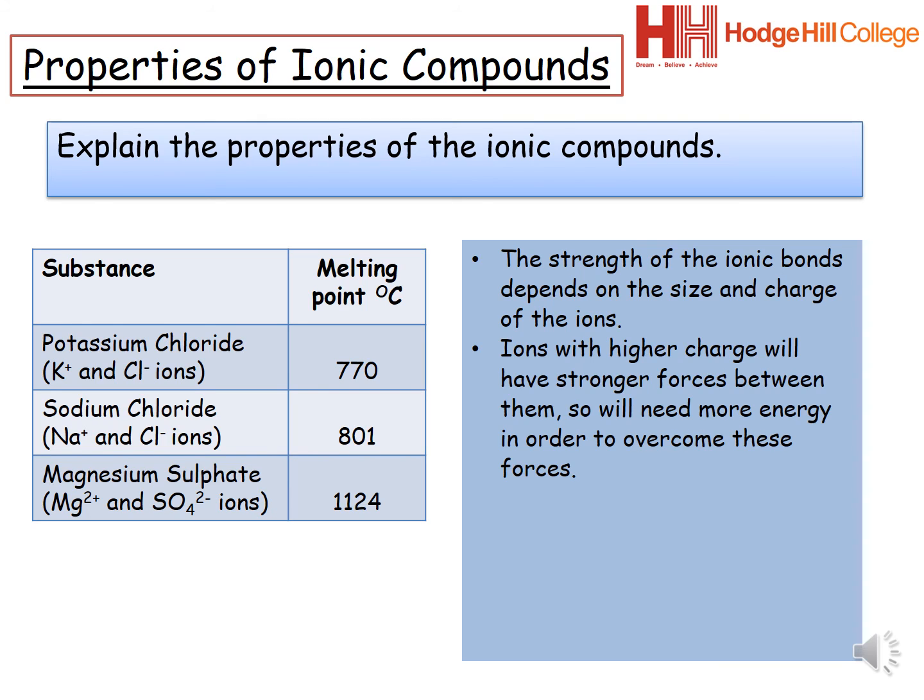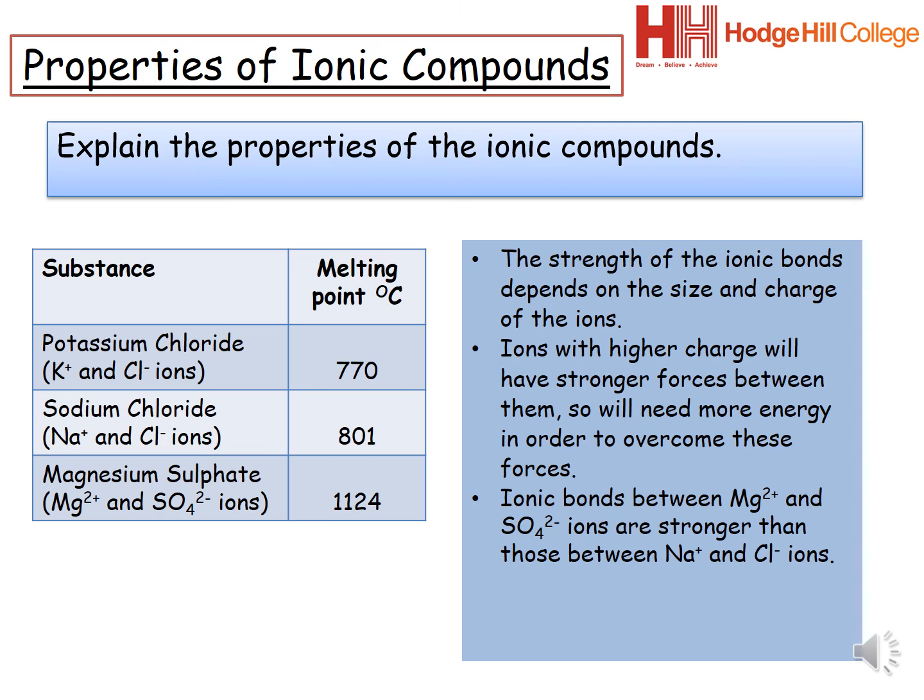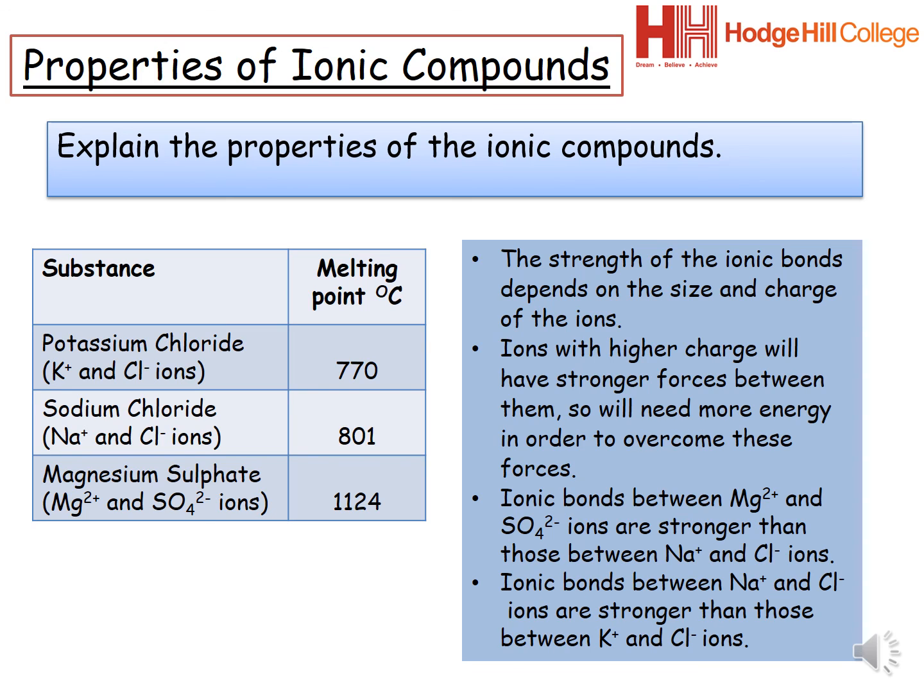So as a result, because you have a greater distance between the potassium and the chloride ions, it requires less energy to break these forces. So potassium chloride has a lower melting point than sodium chloride. Recapping quickly, ionic bonds between magnesium and sulfate ions are stronger than those between sodium and chloride ions, while the ionic bonds between sodium and chloride ions are stronger than those between potassium and chloride ions.